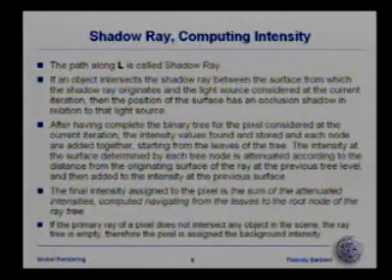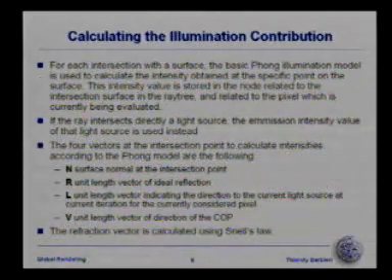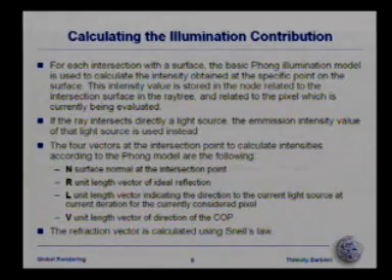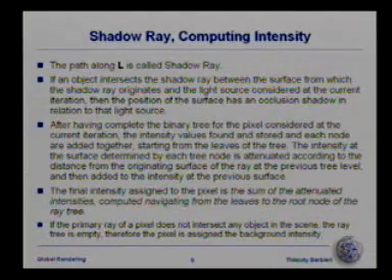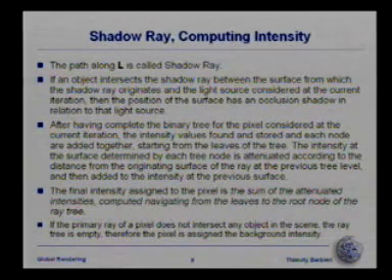Okay, this is how you compose the intensity along the path in the ray tree. You store every Phong value in every node, and then build on. After having completed the binary tree for the pixel, consider the current iteration. The intensity values found and stored in each node are added together, starting from the leaves of the tree.